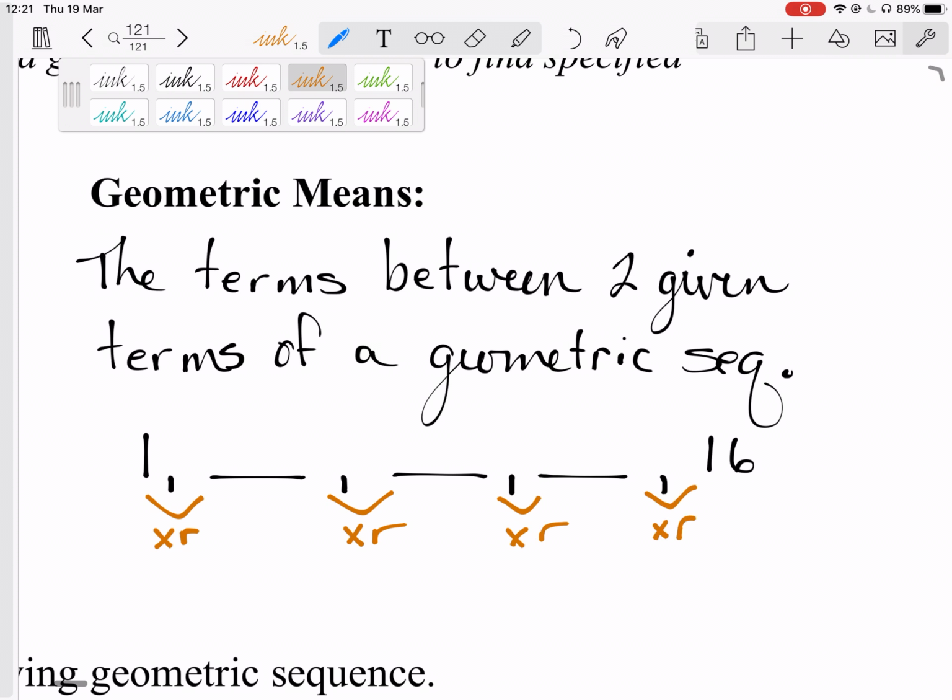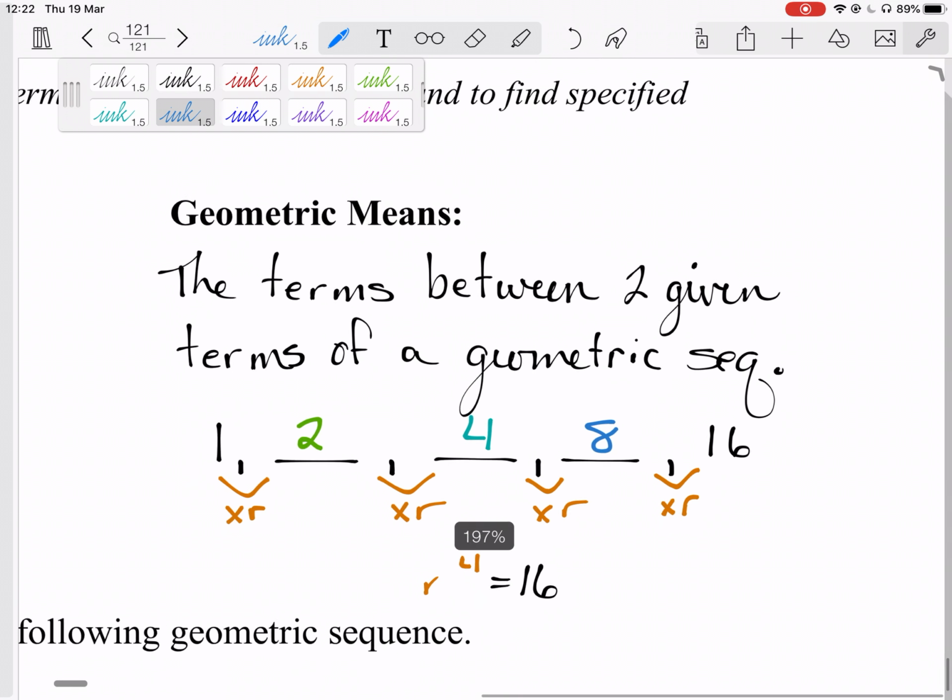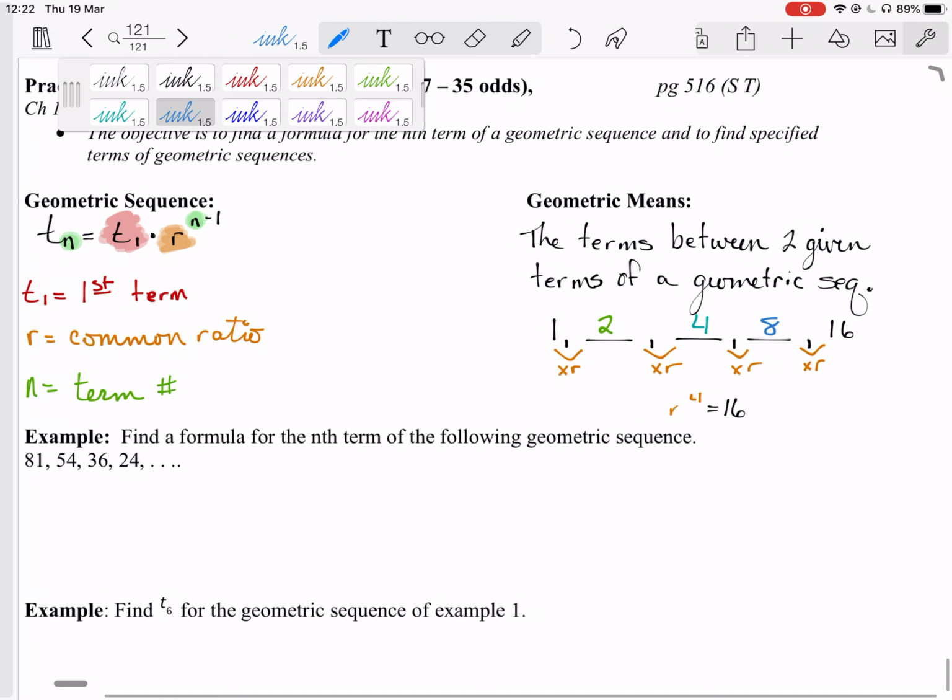So in order to figure out these means, I know I had 1, and I multiplied by r 4 times. So r times itself 4 times is r to the 4th power. And so in order to undo that 4th power, I would do a 4th root. The 4th root of 16 is 2. So 1 times 2 would give me 2. 2 times 2 would give me 4. 4 times 2 would give me 8, and 8 times 2 would give me 16. So I don't really need a formula for that. It's just remembering what geometric means and what it is I'm doing to get from one term to the next.